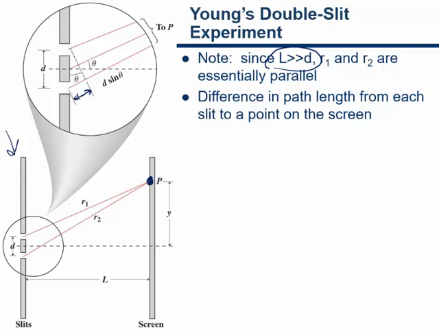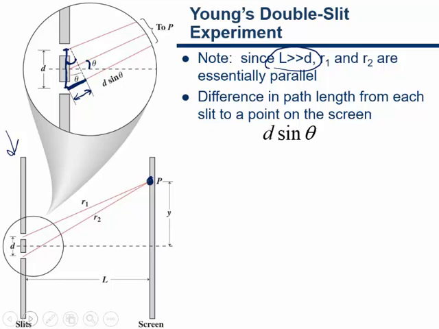And you'll notice that we can get a relationship for that by just looking at a triangle. Here is the hypotenuse of the triangle, which is d. And this side is what we're interested in. If this angle is theta, then this angle is also theta, just by looking at the geometry of the problem. Therefore, the opposite side of the angle theta is that side, and that's what we're looking for. So the path length difference is d sine theta.